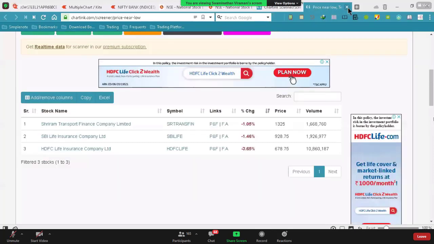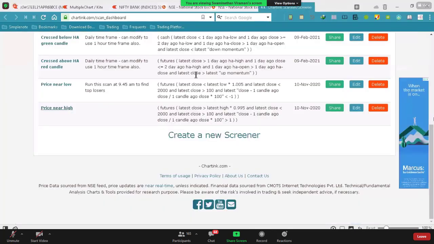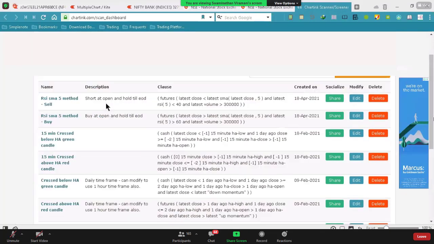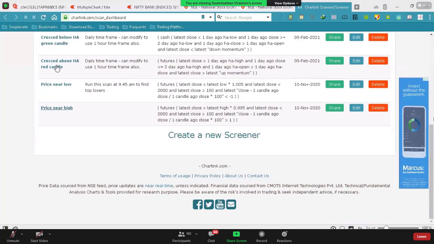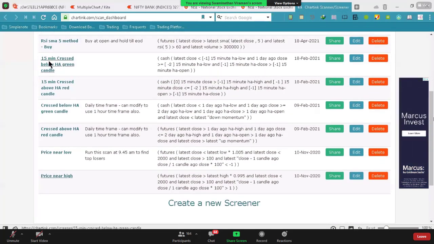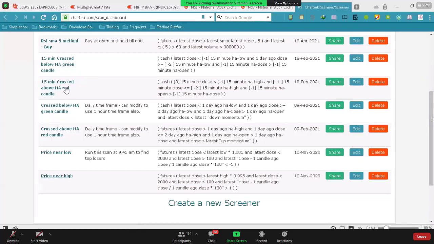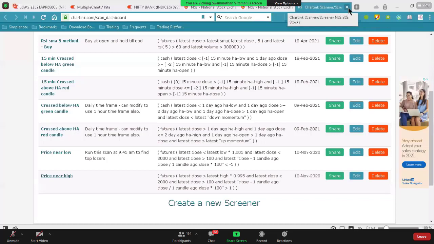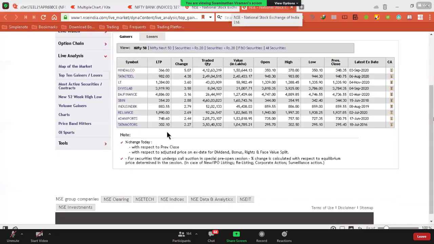Nowadays, I don't use these scanners. I just keep it in my account, just like that. And for people who want to swing trade using the Heiken Ashi method, I have got two scanners. And for people who are doing daily 15-minute candle method, again I have scanners. If you want to trade stocks, you can use these things. All these have been shared in our group.